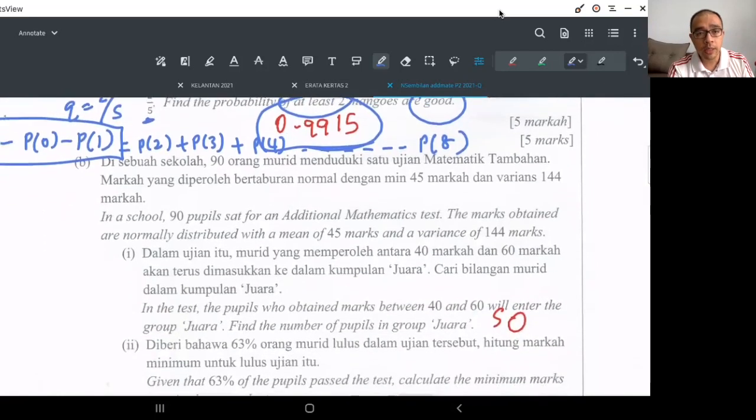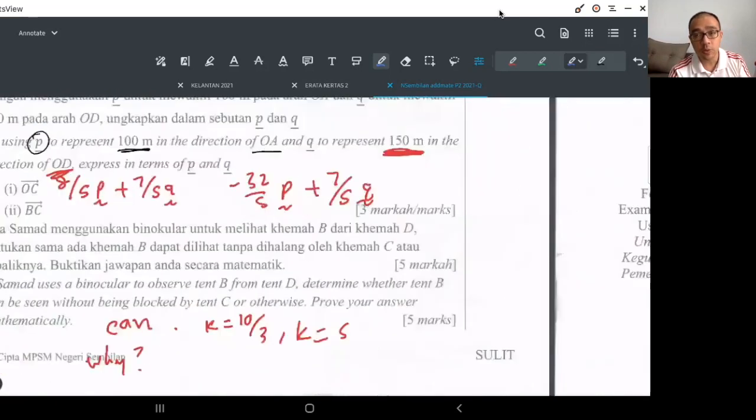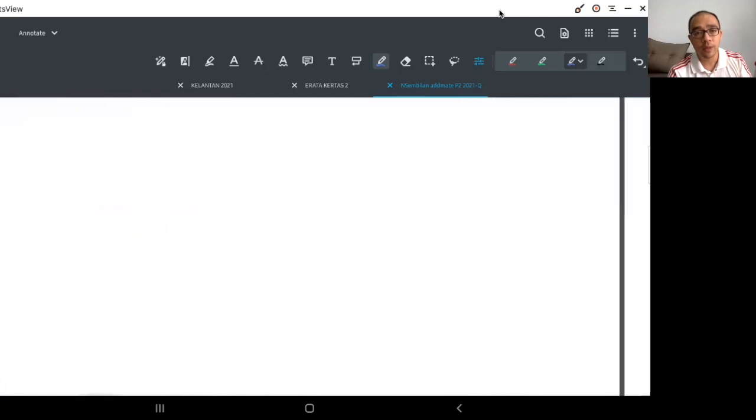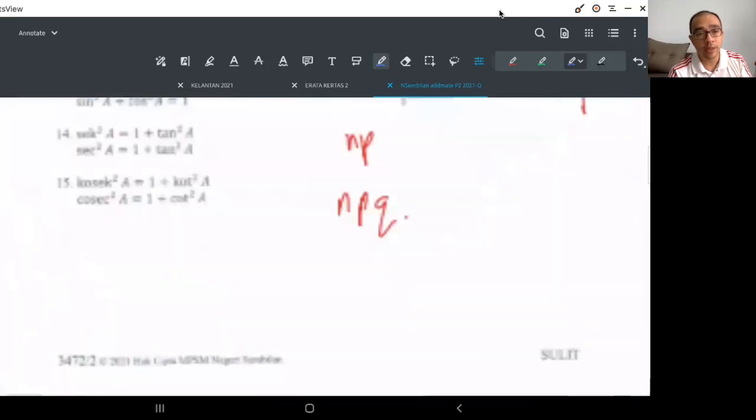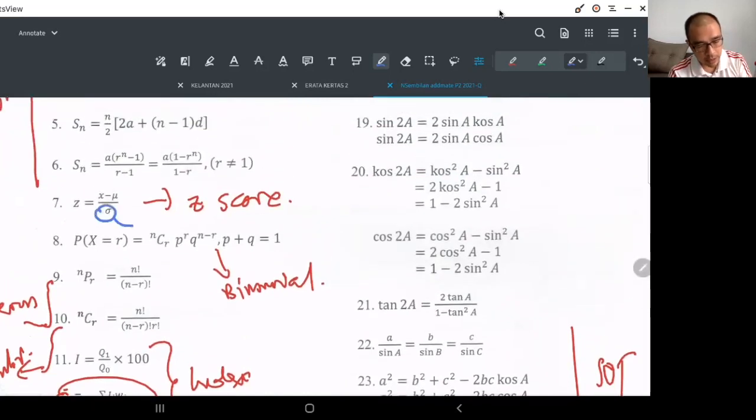Okay, in a school, 90 pupils sit for an additional mathematics test, normally distributed. So you know this is a normal distribution question. Mean 45, variance of 144. I want to remind people again that this is the variance. You need to change it to standard deviation because the formula that is given to you, which you can only use, is standard deviation. It's not variance.